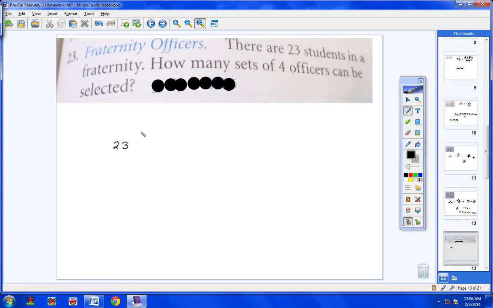So I would write this. I have 23 in my group, and I want to know how many sets of 4 I can pull out. So I would use permutations.